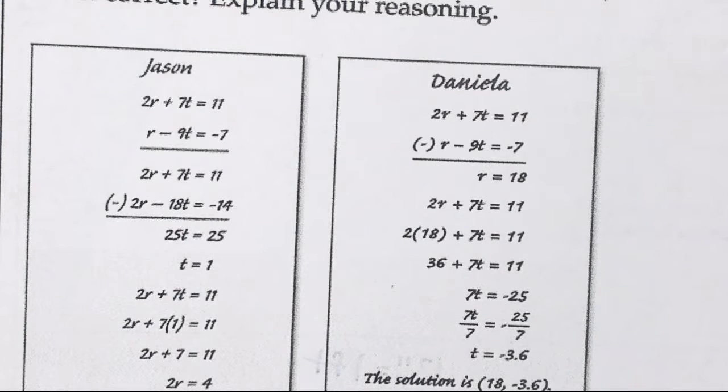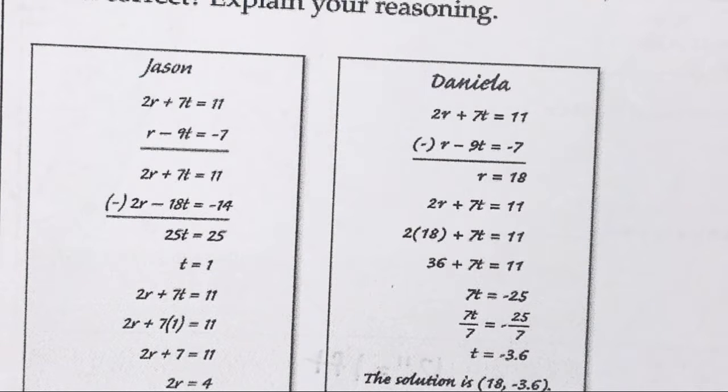Now, saying all that, I think it's smart to show your own work and show how you reach the solution using elimination. But that's not what we were asked to do. We were asked to explain who is correct and to explain our reasoning. So we were really asked to figure out who had done it correctly, and if they messed up, where did they mess up?